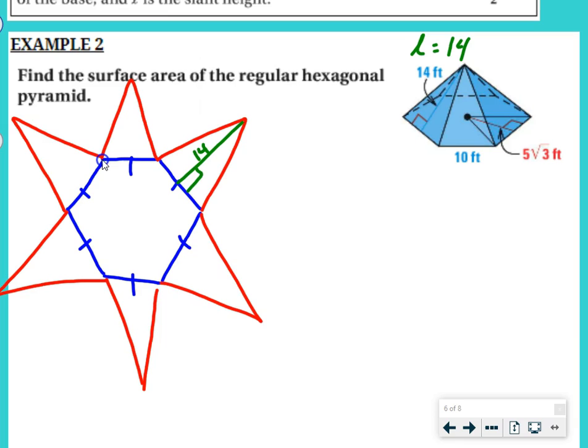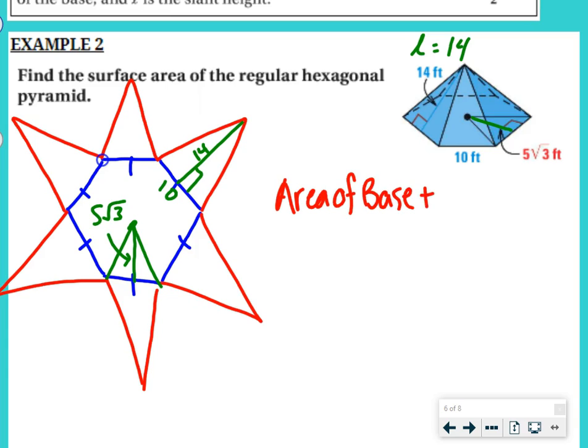Then we know that the side length of the hexagon is 10, so that would be the base of those triangles is 10. And then we actually do get our apothem. We get the length of the height of this little triangle here, which is 5 square root 3. So we drew the net. Number 2 is to find the area. So the area is going to be the area of the base. There's just one base plus area of the faces. So in this case, the faces are triangles.